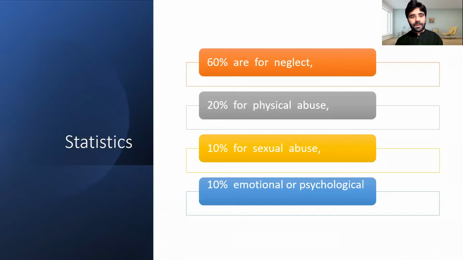If we see the statistics of child abuse, the commonest abuse is in the form of neglect, followed by physical abuse, sexual abuse, and emotional abuse.